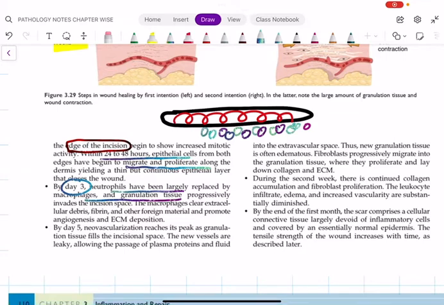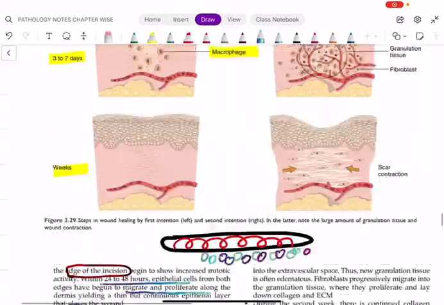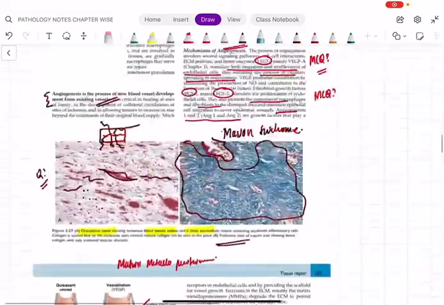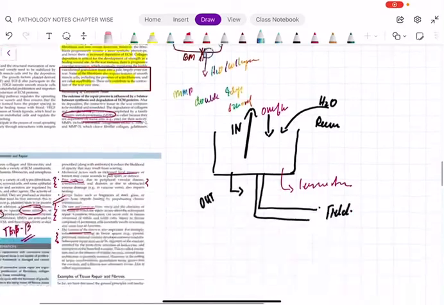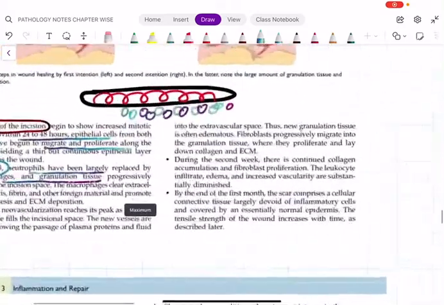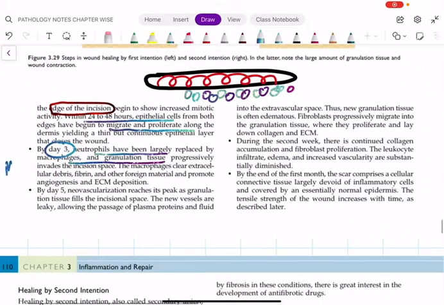You know what we mean by granulation tissue? New blood vessels, along with the mononuclear leukocytes, along with fibrin deposition, all of that. So all this is what we call granulation tissue. Once again, going to that picture: what is granulation tissue? Fibroblasts, loose areolar connective tissue, new vessels and mononuclear cells. This is the composition of granulation tissue. So granulation tissue comes into action, but remember, it is very minimal in healing by primary intention.